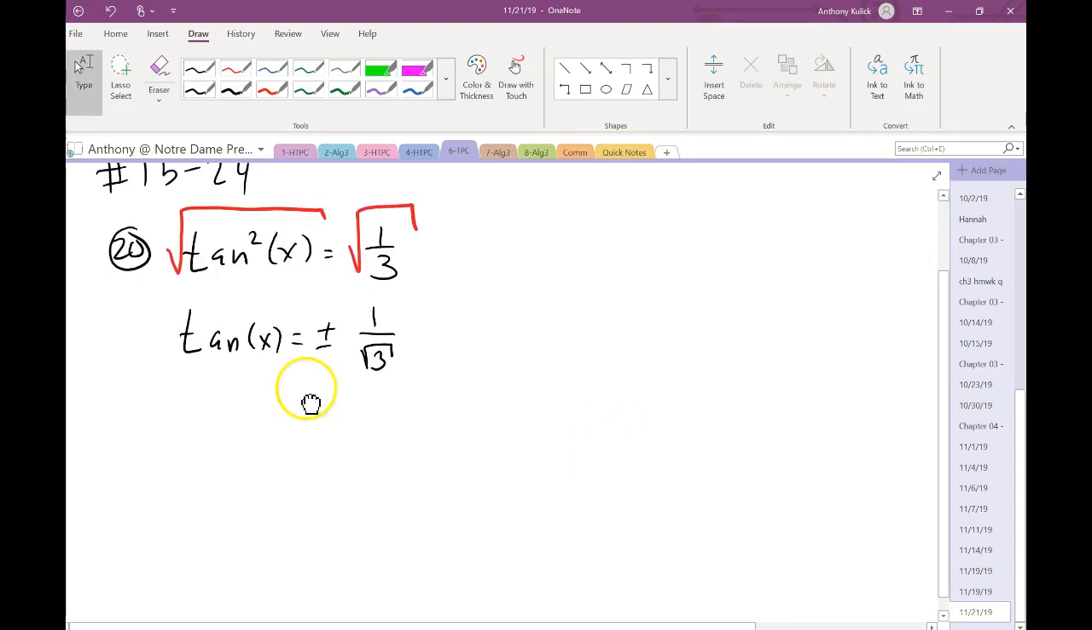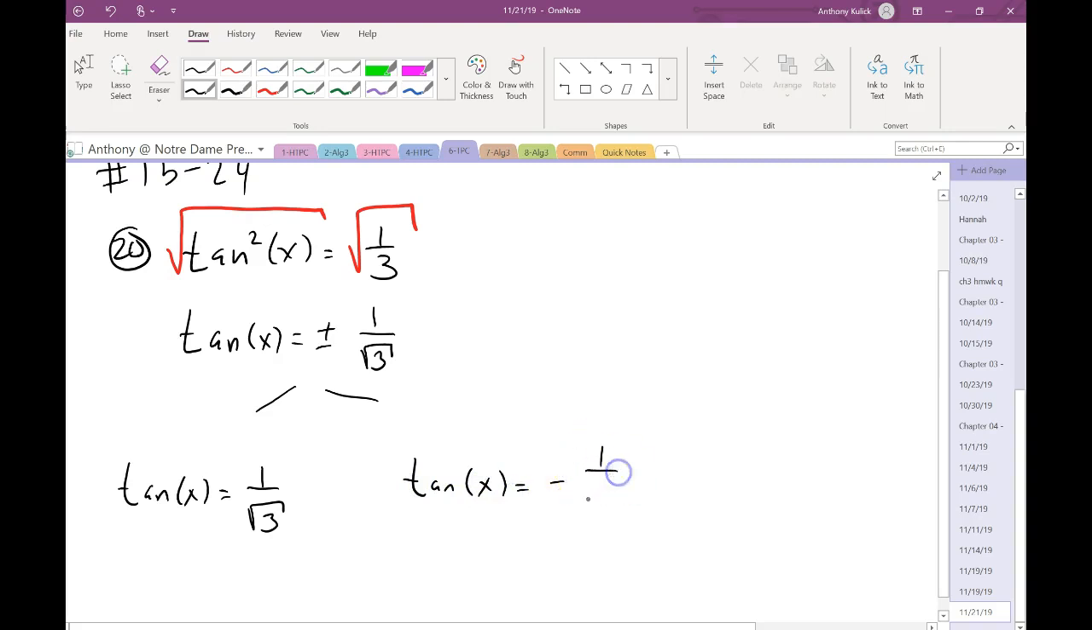So that is going to break into 2 separate equations. So that's going to be tan x equals positive 1 over square root of 3, and tan x equals negative 1 over square root of 3. And if you wanted to, you can rationalize the denominator. But since this is not a final answer, I'm not going to worry about doing it here, because I'm interested in the value for x, not what tangent's equal to. So I'm not going to bother rationalizing.